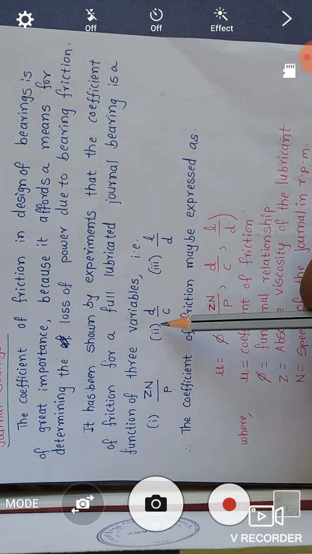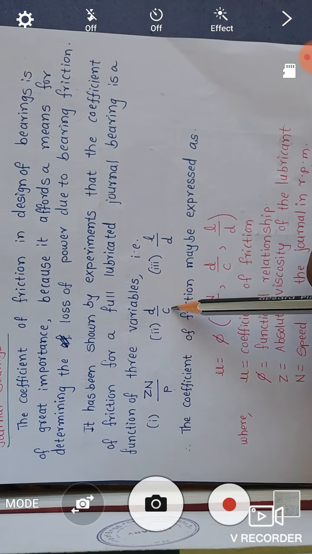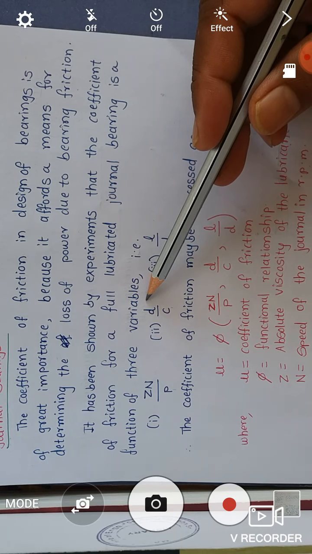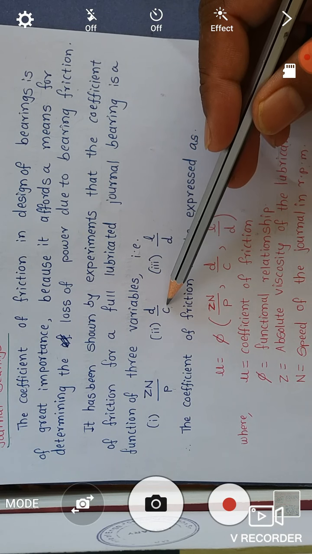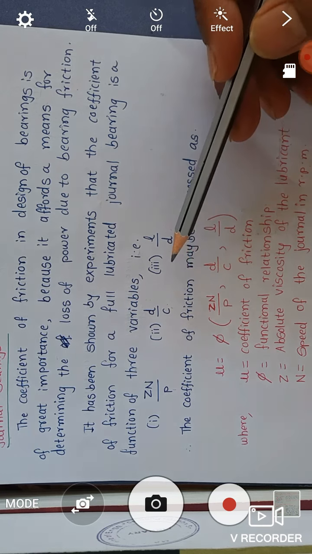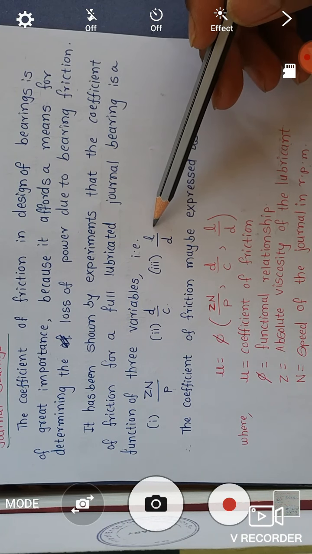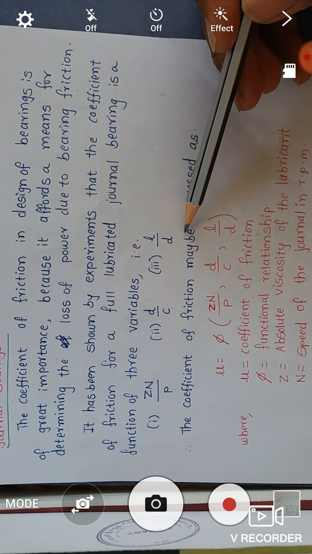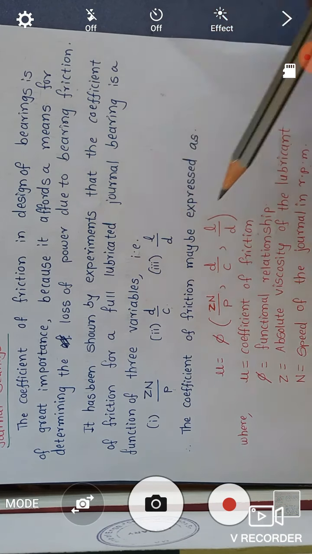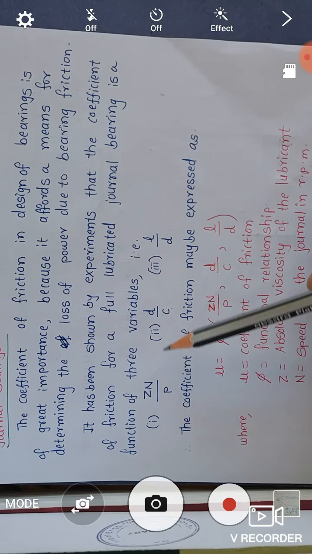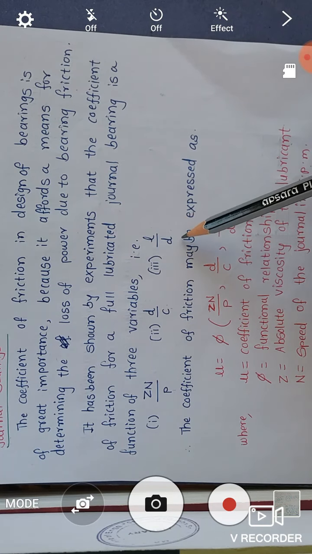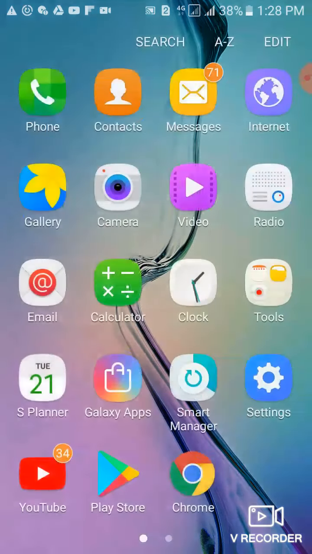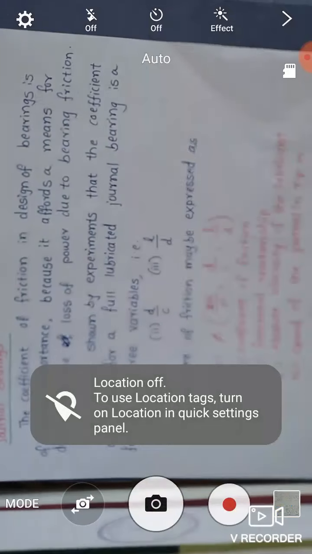The second variable is D upon C, where D is the diameter of the journal and C is the diametral clearance. The third variable is L upon D, that is the length of the bearing divided by the diameter of the journal. So ZN upon P, D upon C and L upon D are the three variables which affect the coefficient of friction.